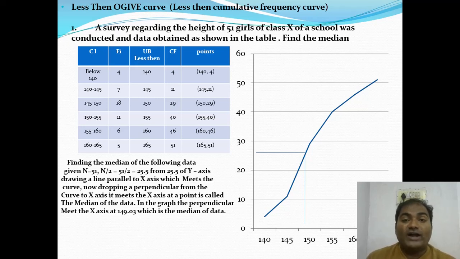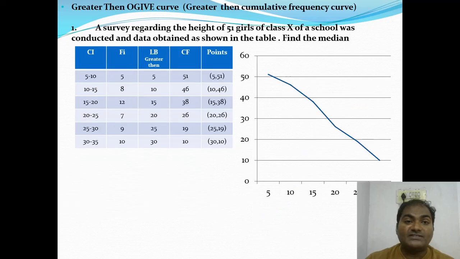Now we are going to find the greater than cumulative frequencies. In the next example, I'll explain how to find them. Now, I have taken the same data, but with class intervals of size 5: 5 to 10, 10 to 15, 15 to 20. The frequencies are the same. For greater than cumulative frequencies, we are going to take the lower boundaries. Lower boundaries are 5, 10, 15, 20, 25 and 30.